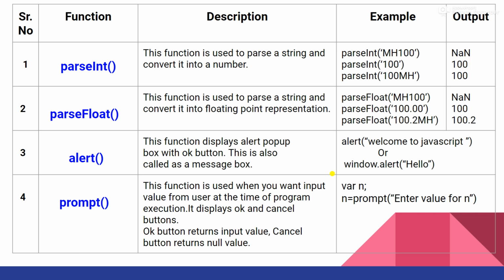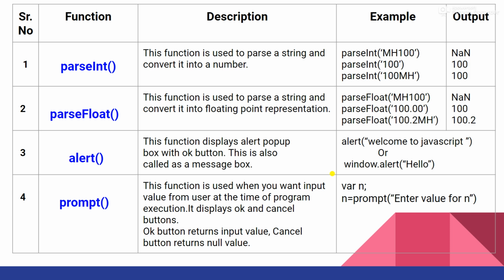Next, prompt. Now this function is used when you want an input value from the user at the time of program execution. Means suppose there is a case that we don't put hard-coded values in the code, but we want some values to be taken from the users. So how will you tell the user that please input 10 integers or please input your birth date? So when this is the case, when you have to take the value from users, we require the prompt function.